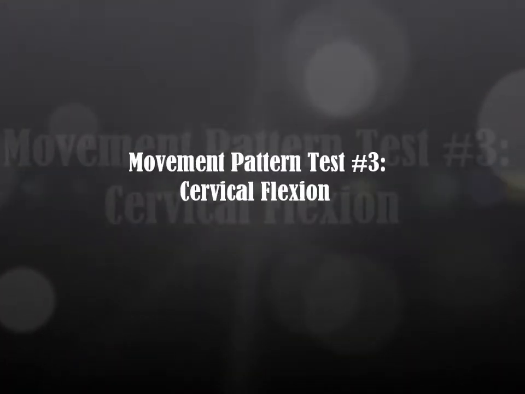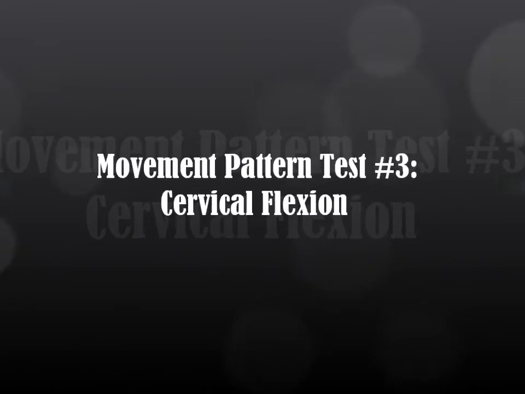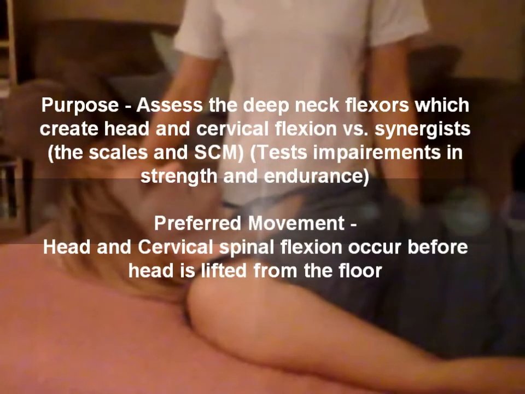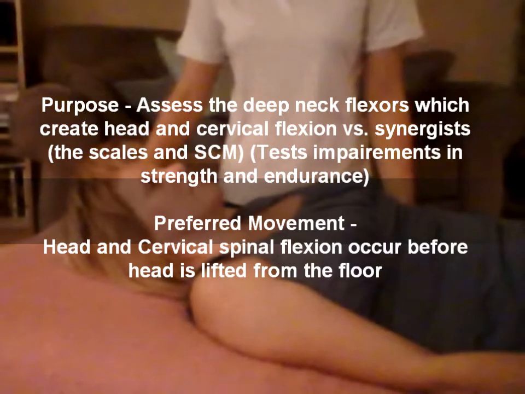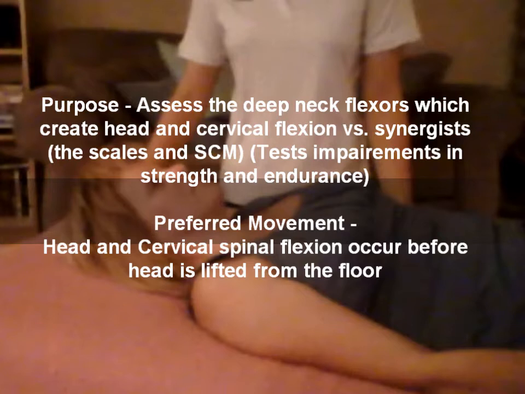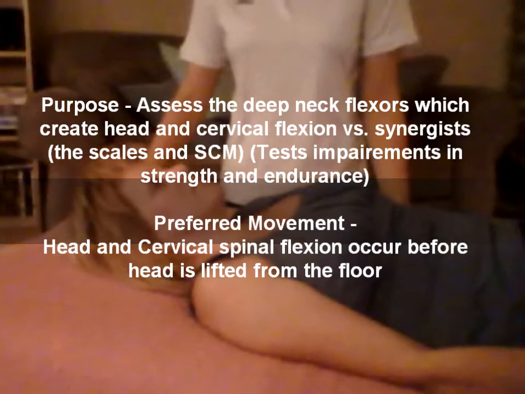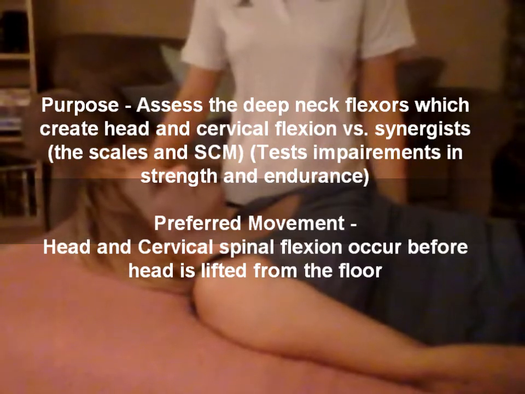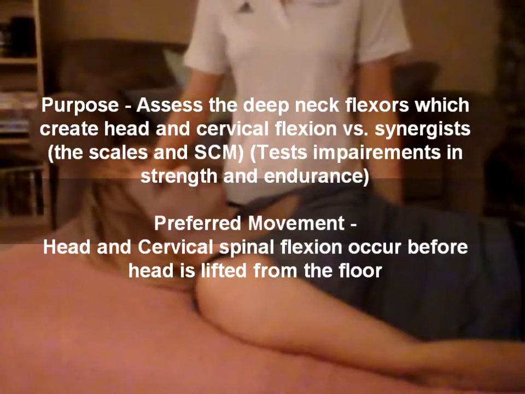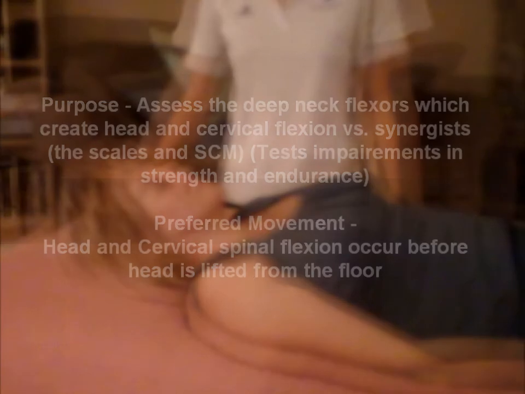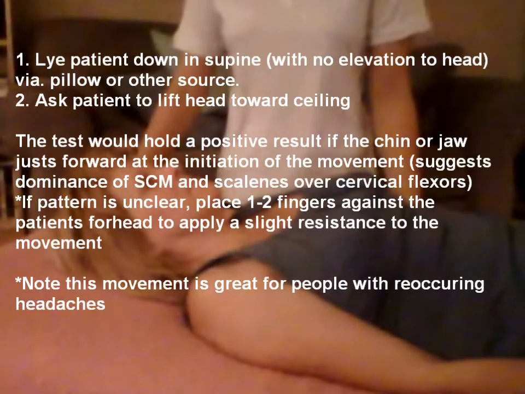The last test that we're going to look at is the cervical flexion movement pattern test. This test is for people with neck pain or neck pain after a whiplash injury. It's going to test the impairments in the strength and endurance needed by the deep neck flexors for segmental control and support. It will as well assess the deep neck flexors, which create head and cervical flexion, versus the synergists, the scalenes and the SCM. This test may be great for patients who experience recurrent headaches.